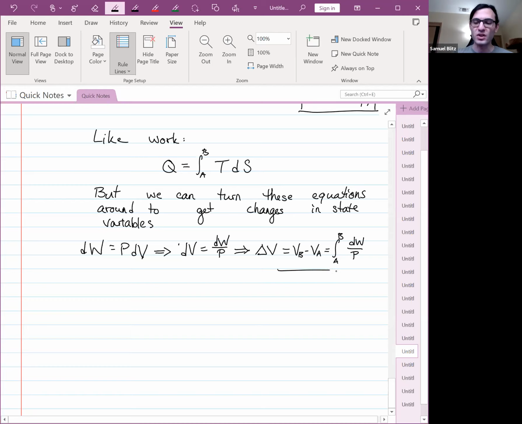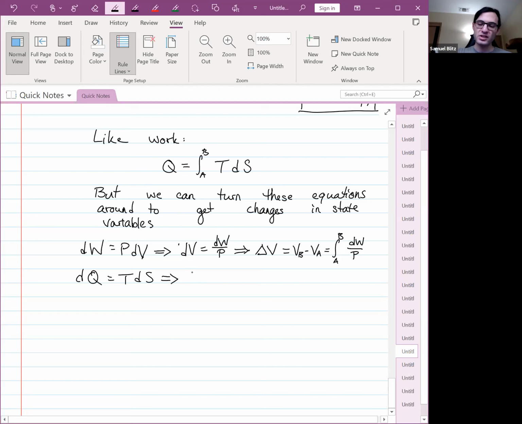We don't happen to use this equation very much because it's actually really easy to measure changes in volume. It's harder to measure amounts of work done. So this formulation isn't particularly useful because we don't measure work directly, we do measure volume directly. So the reversed one, the one that looks like this, is more useful. However, for heat, it's a different story.